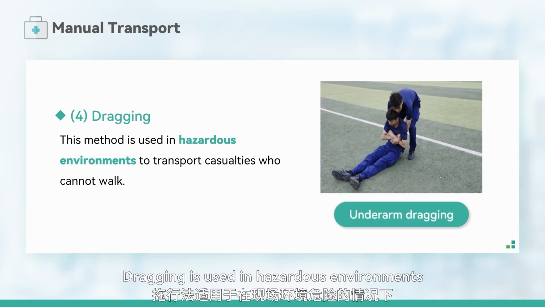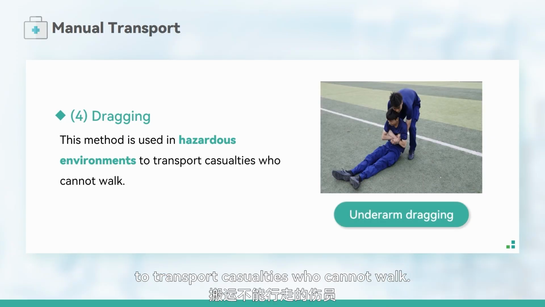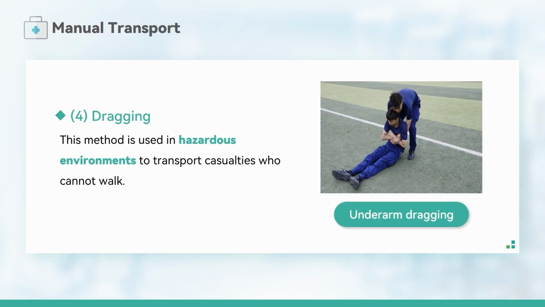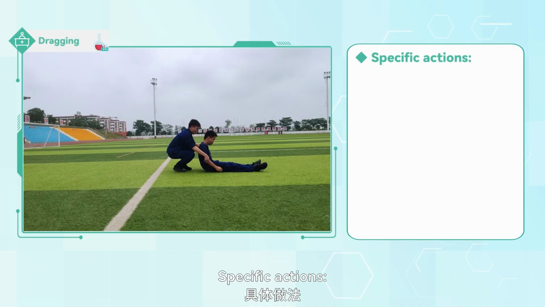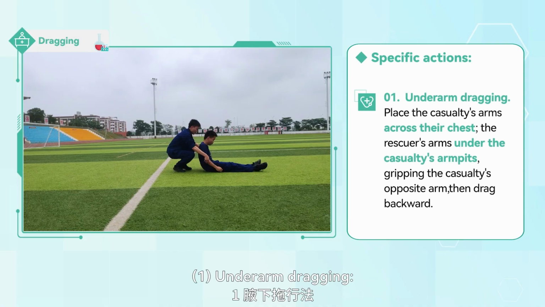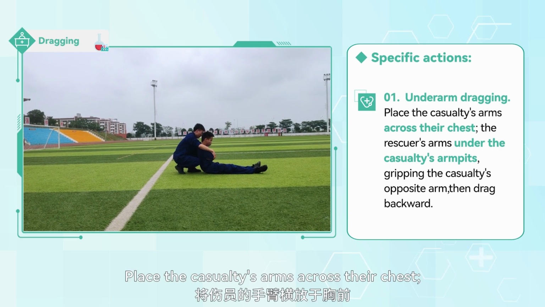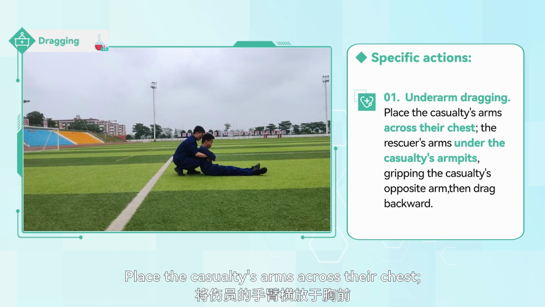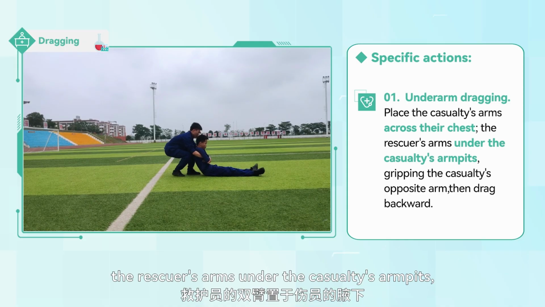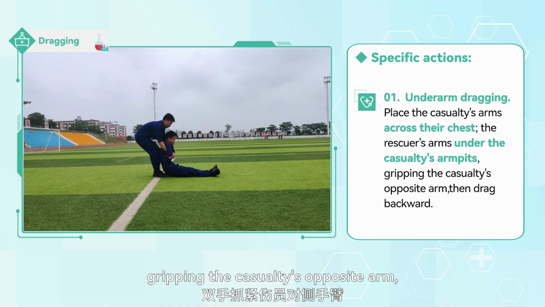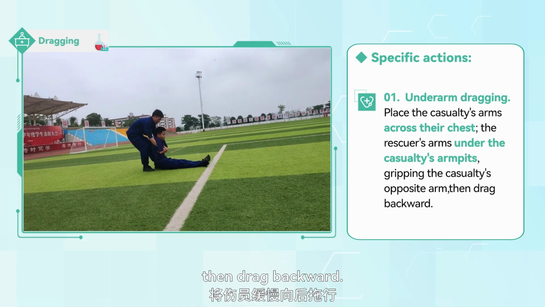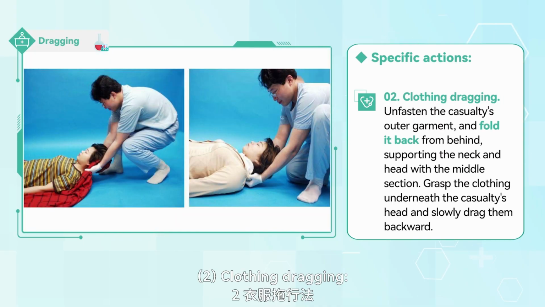Dragging is used in hazardous environments to transport casualties who cannot walk. Specific actions. 1. Underarm dragging. Place the casualty's arms across their chest, the rescuer's arms under the casualty's armpits, gripping the casualty's opposite arm, then drag backward.